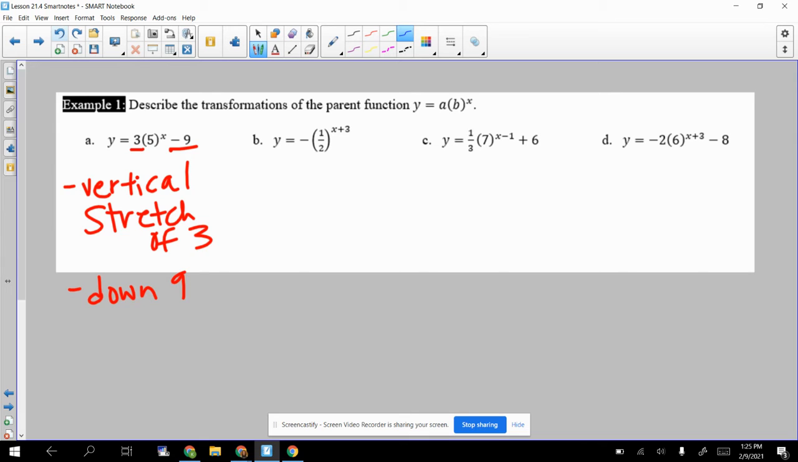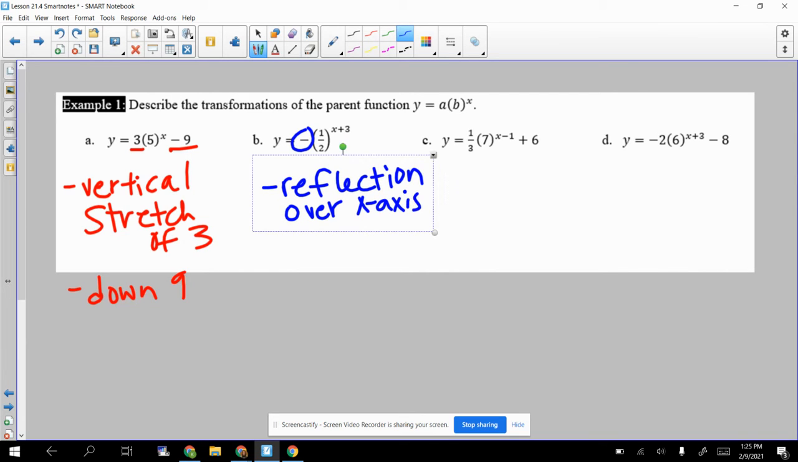Okay. All right, this next one, the negative out front, tells us there's a reflection over the x-axis. Okay, that's helpful. Then this part here tells us, remember, it's opposite of what you think, so plus 3 moves it to the left 3 units. And again, that's the base. Nothing to write about that.